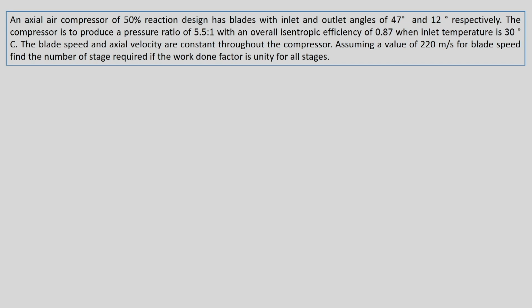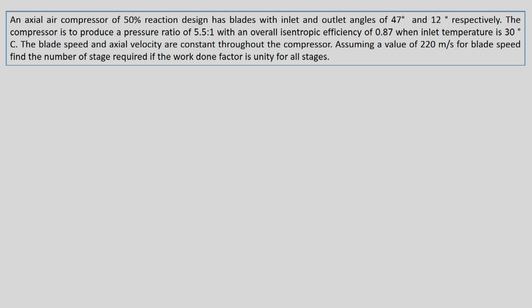It reads that an axial air compressor of 50% reaction has blades with inlet and outlet angles of 47 and 12 degrees respectively. The compressor is to produce a pressure ratio of 5.5 to 1 with an overall isentropic efficiency of 0.87. When inlet temperature is 30 degrees Celsius, the blade speed and axial velocity are constant throughout the compressor. Assume a value of 220 meter per second for blade speed. Find out the number of stages required if work done factor is unity.